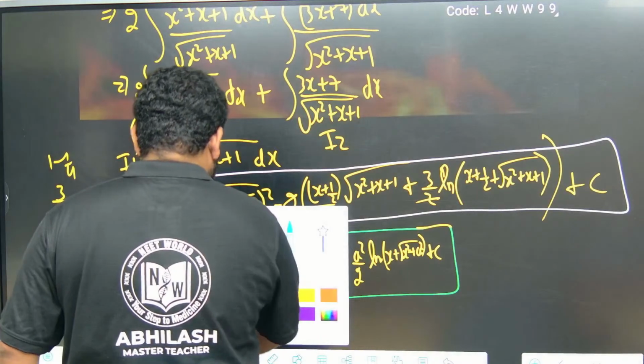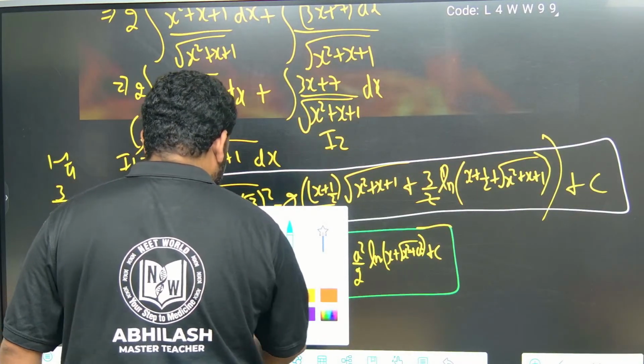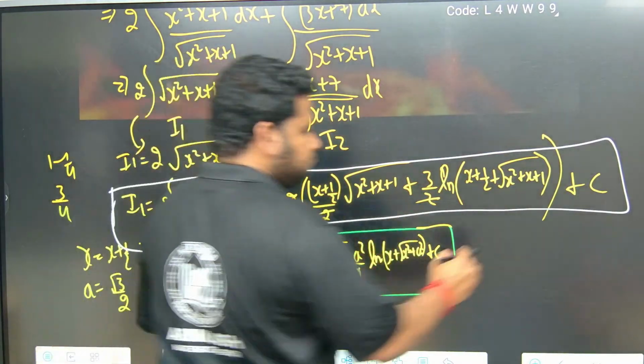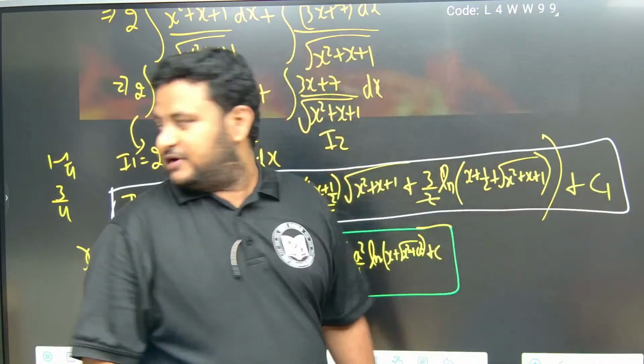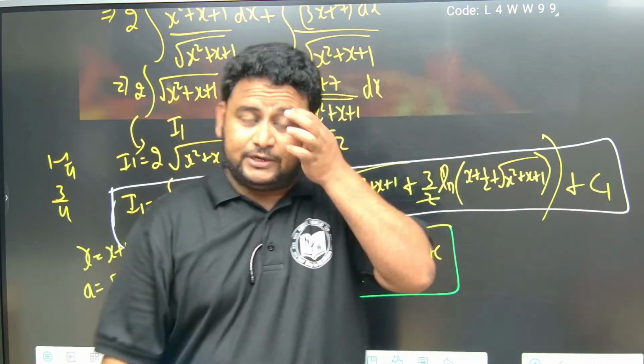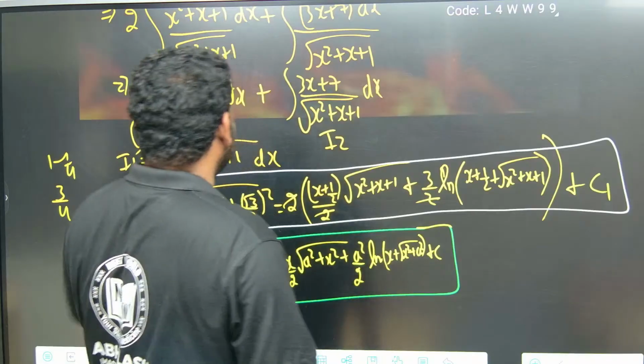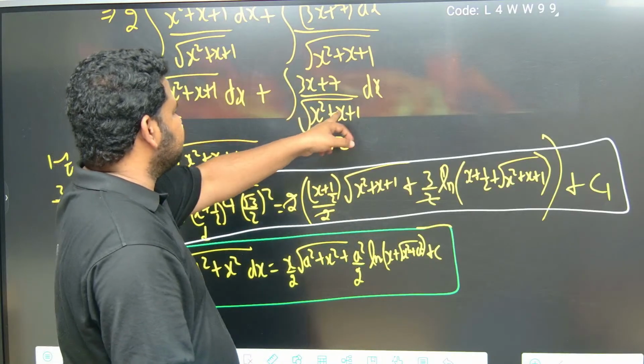Don't be happy. You should be happy that you got I1, but still we have to find I2. So how to find I2? What is that I2 that we have? This is integral of (3x plus 7) divided by square root of x square plus x plus 1.